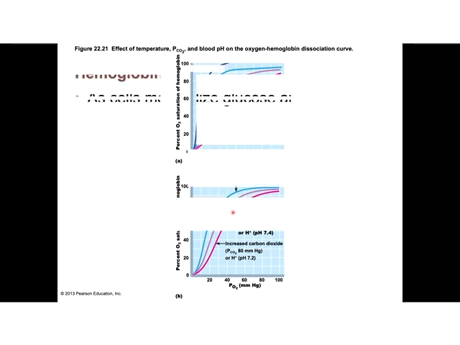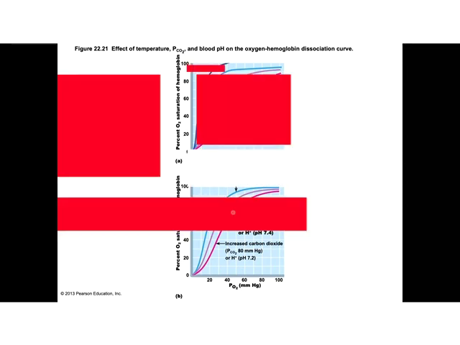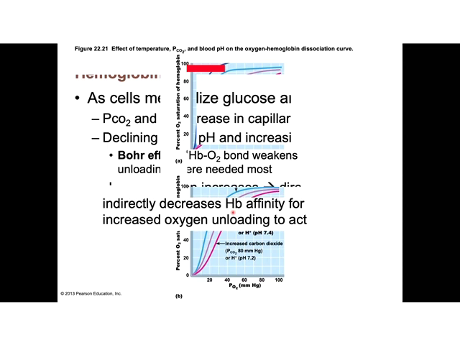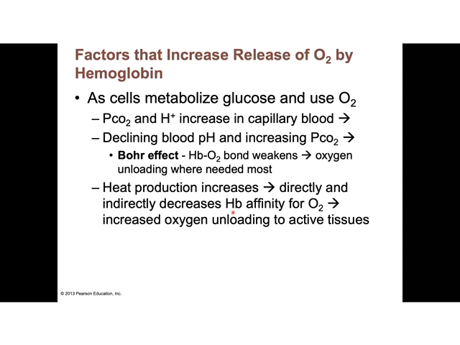So there it is, right? CO2 and proton levels go up, declining blood pH and increasing CO2 levels produce the Bohr effect, where the hemoglobin oxygen bond weakens and the oxygen gets coughed up. Heat production increases, and that indirectly decreases hemoglobin affinity and releases oxygen to the surrounding tissues as well. Okay, so those are major players.